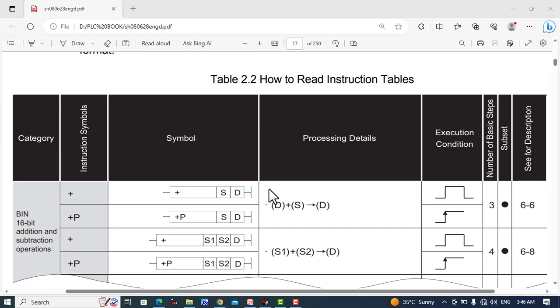Bismillahirrahmanirrahim. In this tutorial we will discuss different kinds of instructions in Mitsubishi PLCs, how these instructions are used, what their symbols and notations are, and how we can read these instructions in the instruction list.